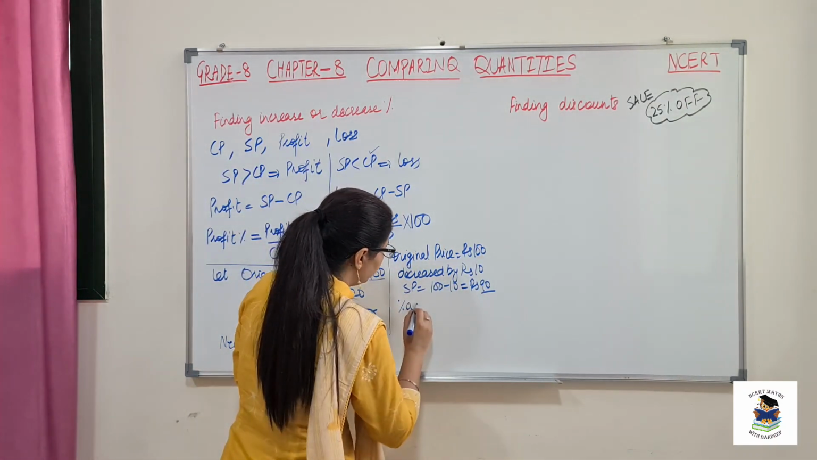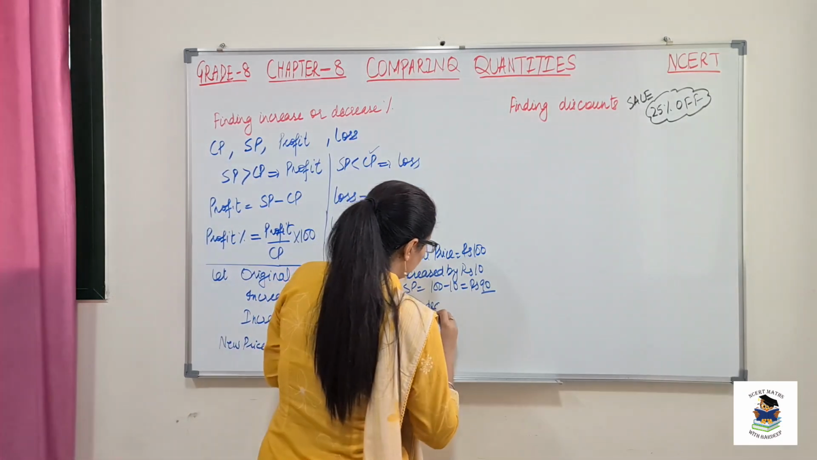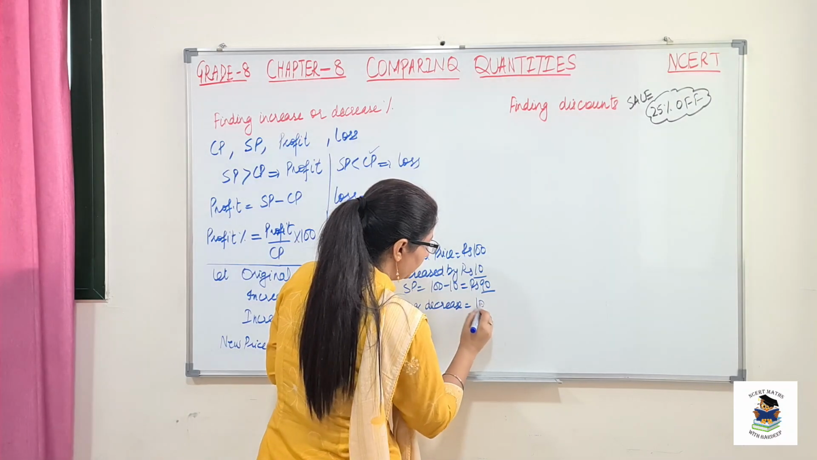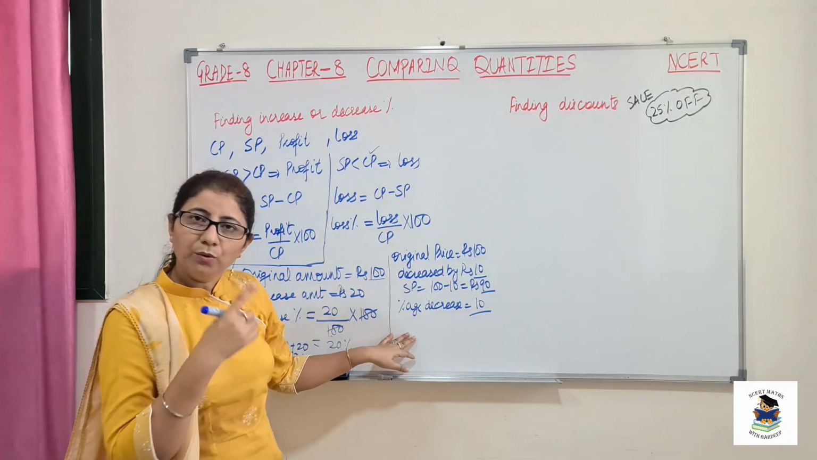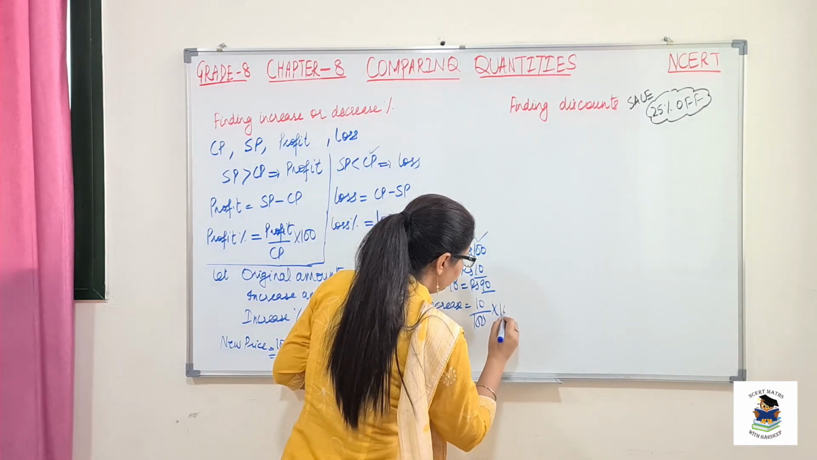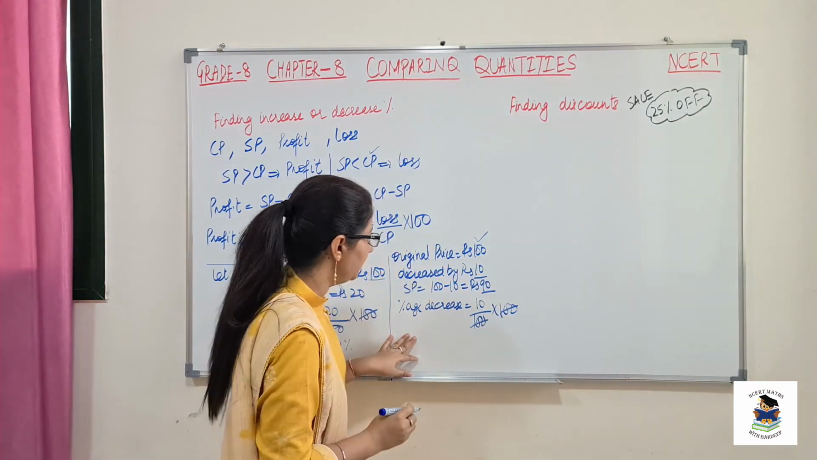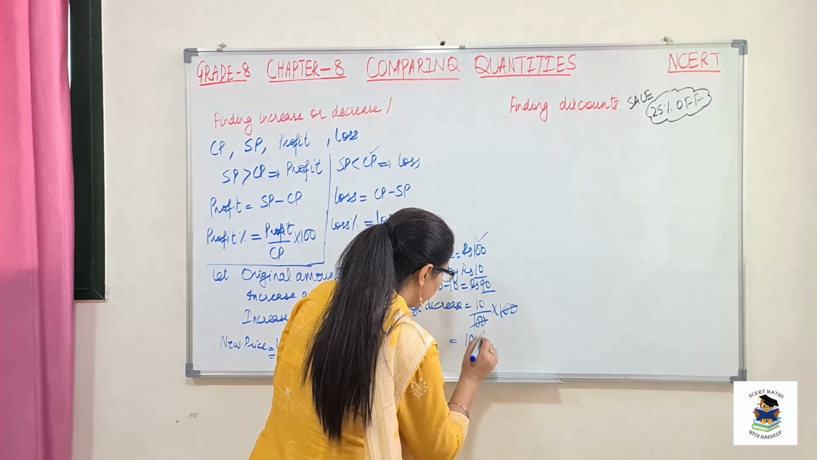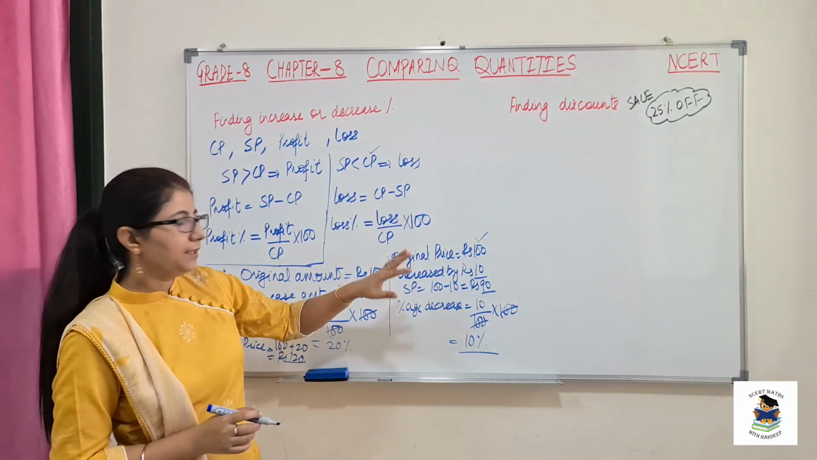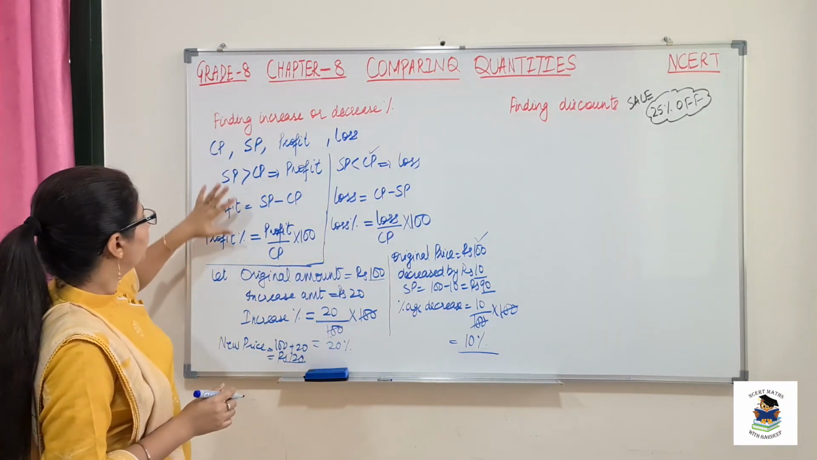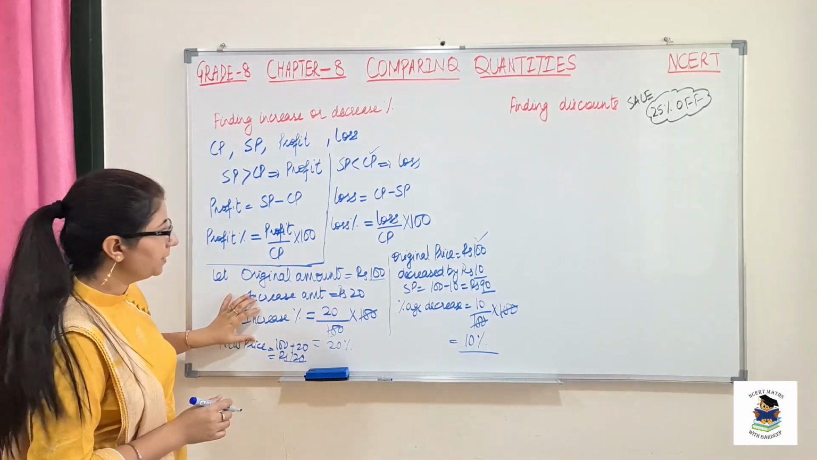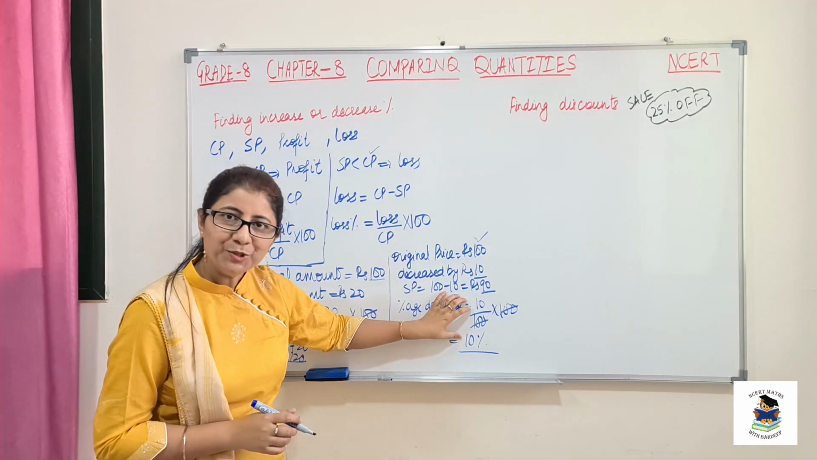So percentage decrease, how to calculate this? This is the decreased amount, that is 10, with respect to the original amount. Original is 100, multiply by 100. We will simplify this. So this is a 10% decrease in the price. So this is how we will calculate profit percentage, loss percentage, increase percentage and decrease percentage.